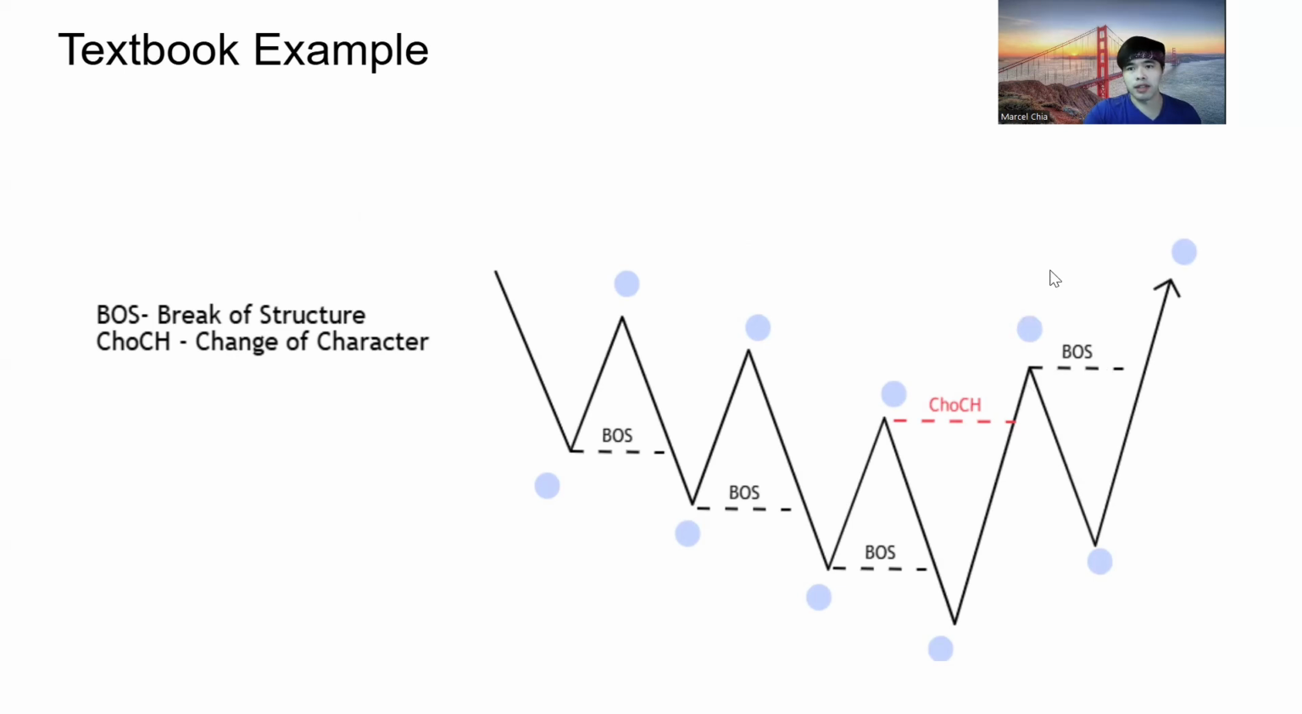In this current textbook example, we can see that the highs and the lows are very distinct, right? And it's very clear to everybody what the ongoing trend is. But yet in reality, this isn't always the case.